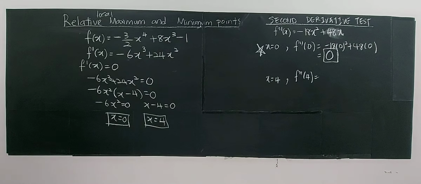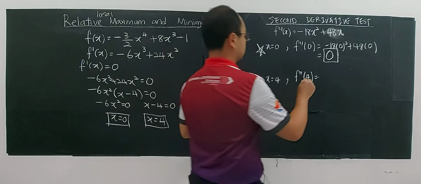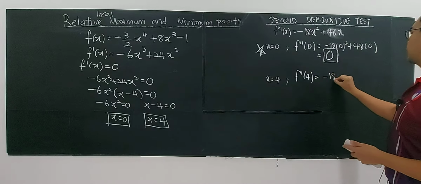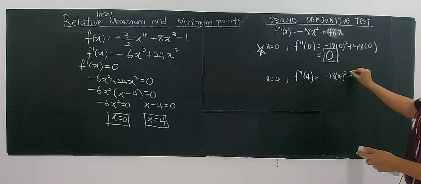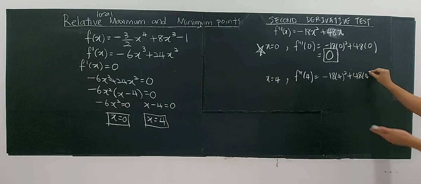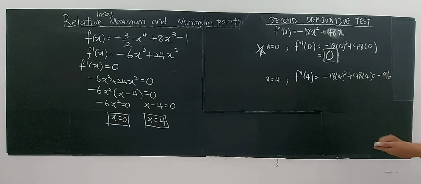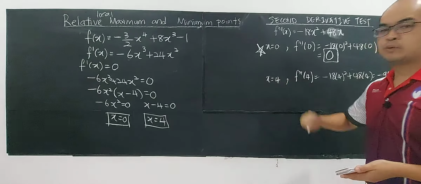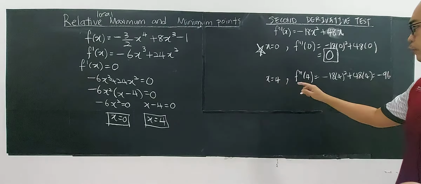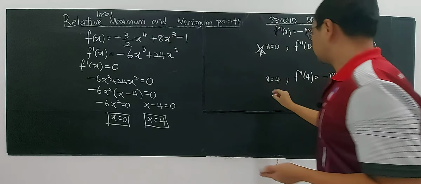So you substitute 4. I have negative 18x squared plus 48x, so I calculate with 4. I will get a negative number. I substitute negative 18 times 4 squared plus 48 times 4. I will get negative 96 here. So this one will tell me about 4.